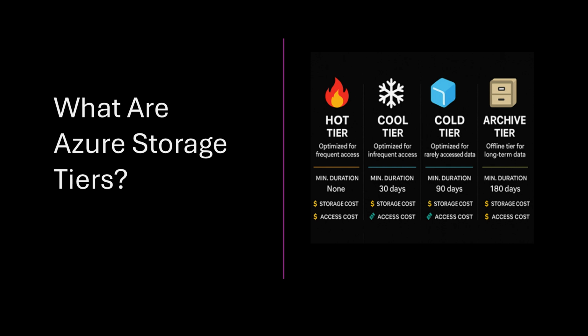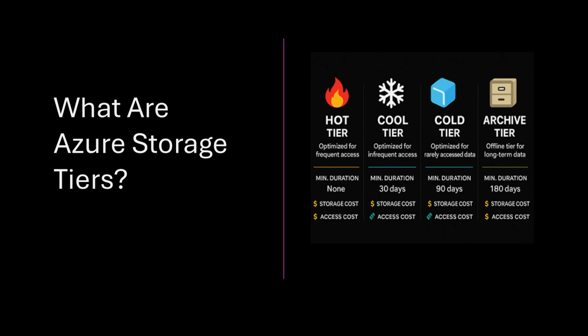If your data is accessed less frequently but still needs to be available instantly, the cool tier is your best option. It's meant for data that can sit idle for at least 30 days, such as short-term backups, disaster recovery files, or older media content. While access costs are higher than hot, storage is more affordable, making it a great middle ground when you are managing volume with moderate access needs.